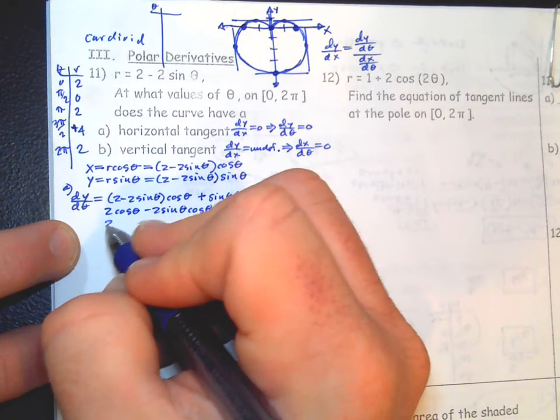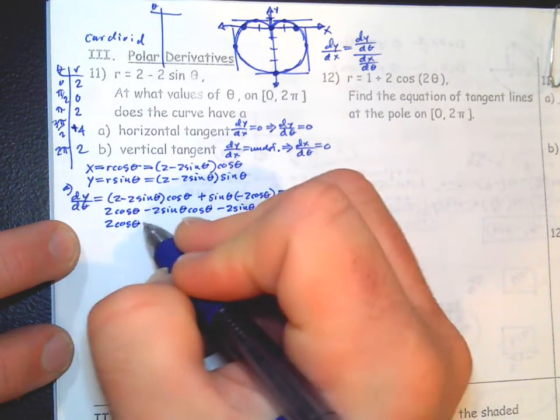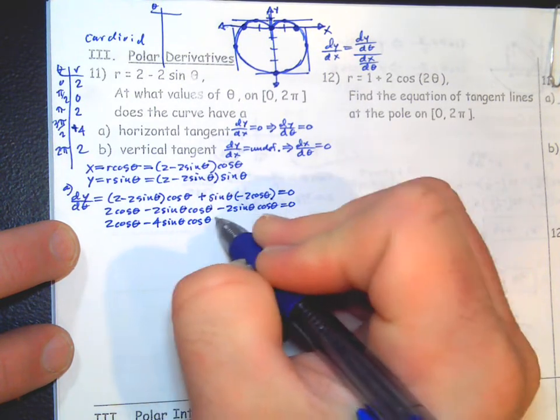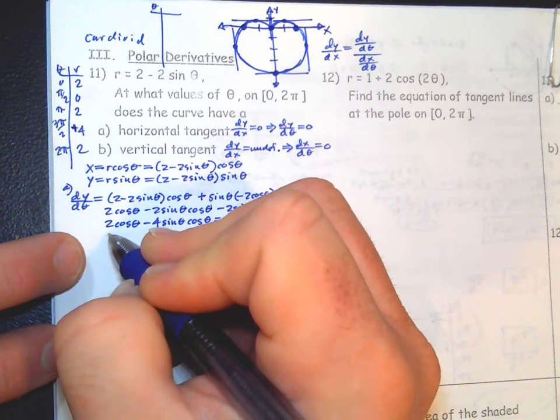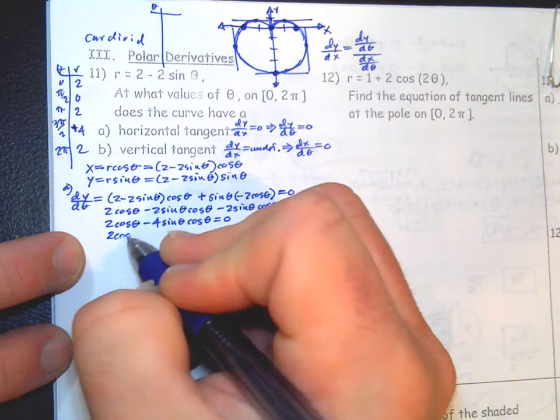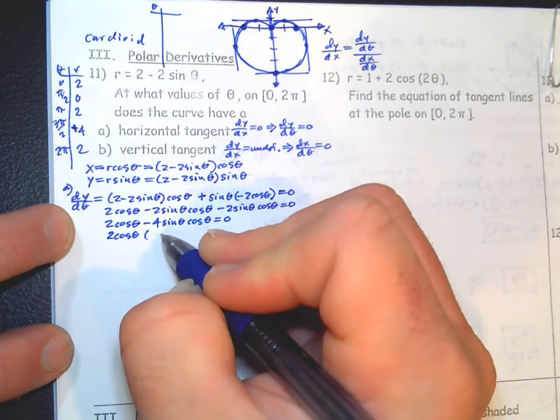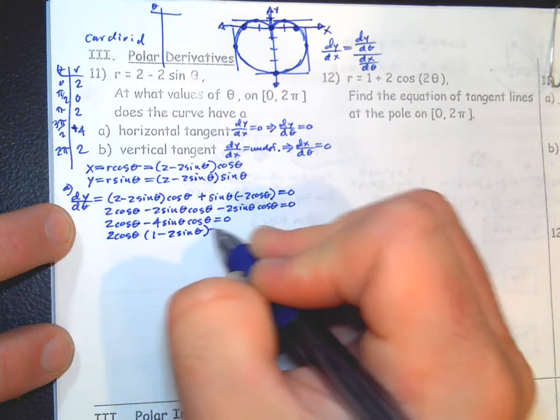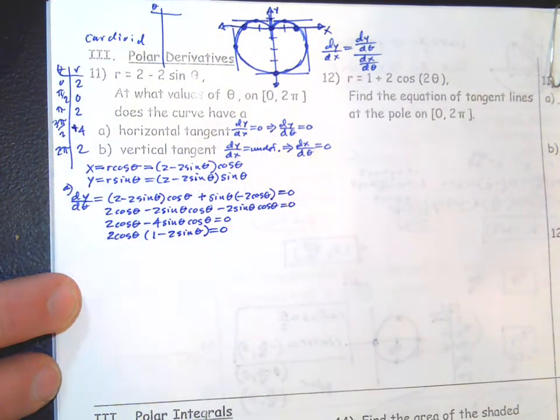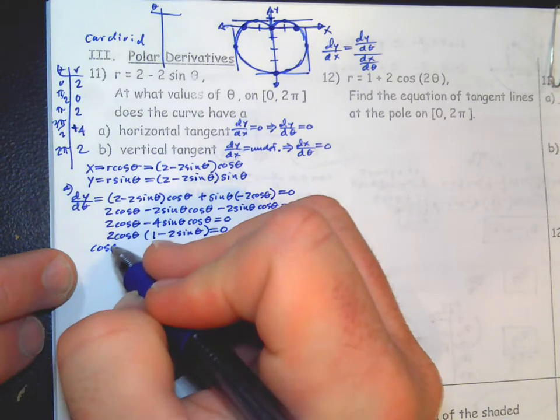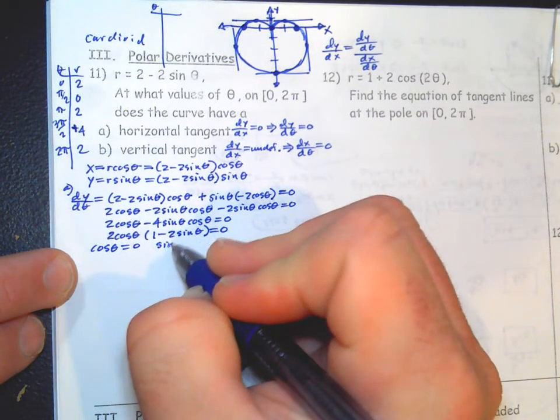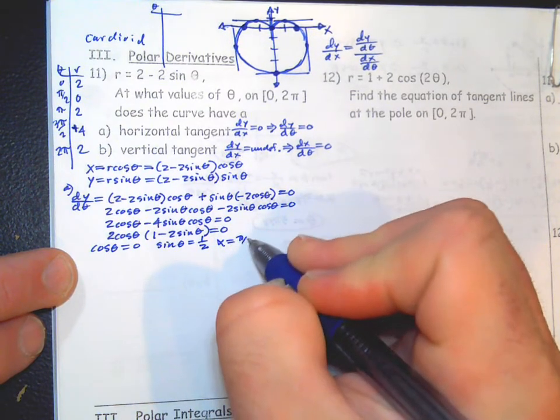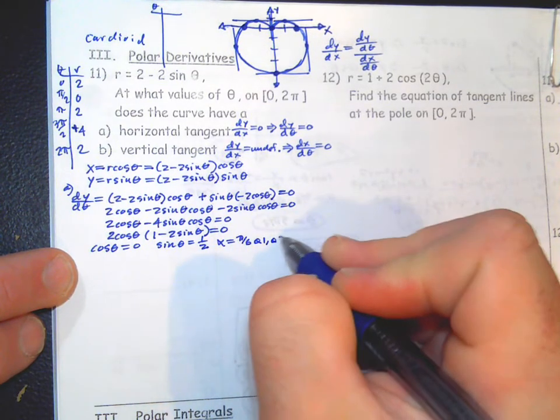We combine like terms. 2 cosine theta minus 4 sine theta cosine theta equals 0. I'm going to factor, and usually factoring is what you want to use on these. Sometimes you've got to use some trig identities, but I think this one's going to work. 1 minus 2 sine theta. And so then we have cosine theta equals 0. Sine theta equals positive 1/2. Reference angle, pi over 6, quadrants 1 and 2.